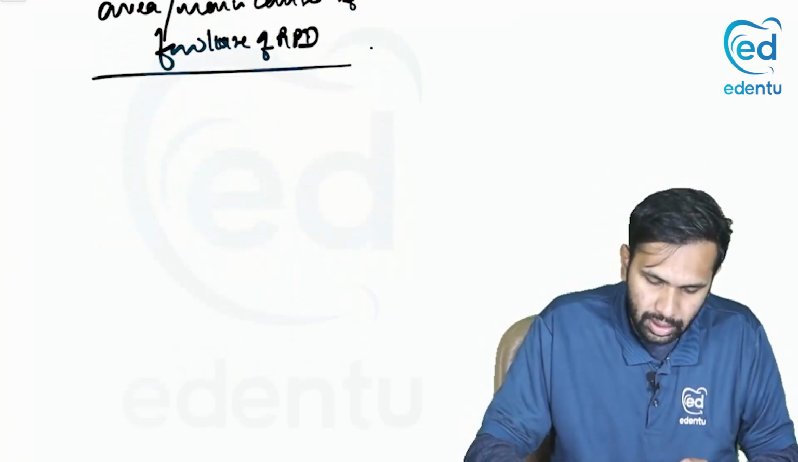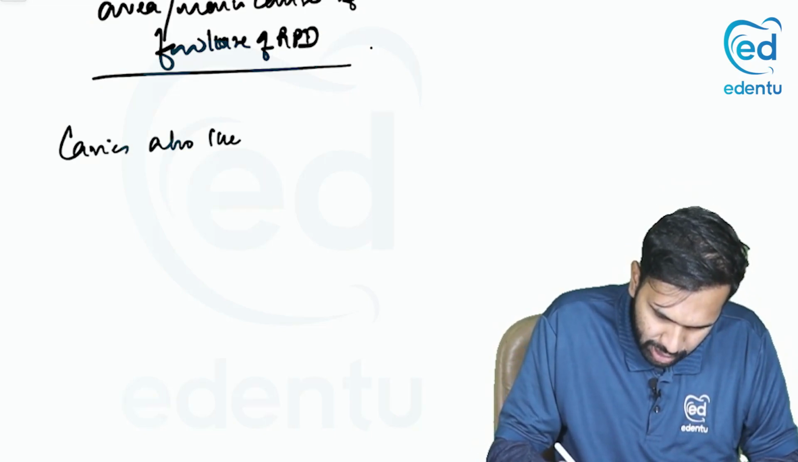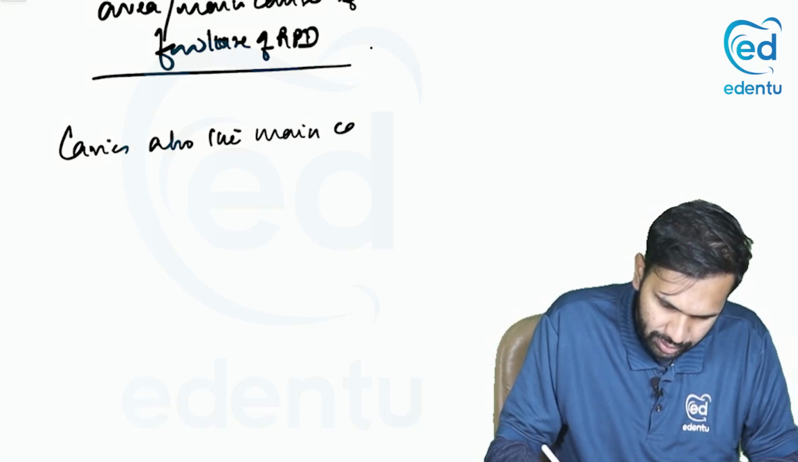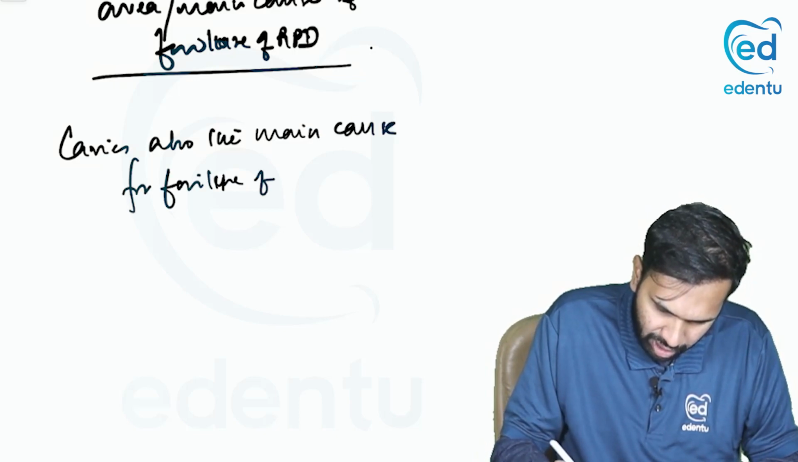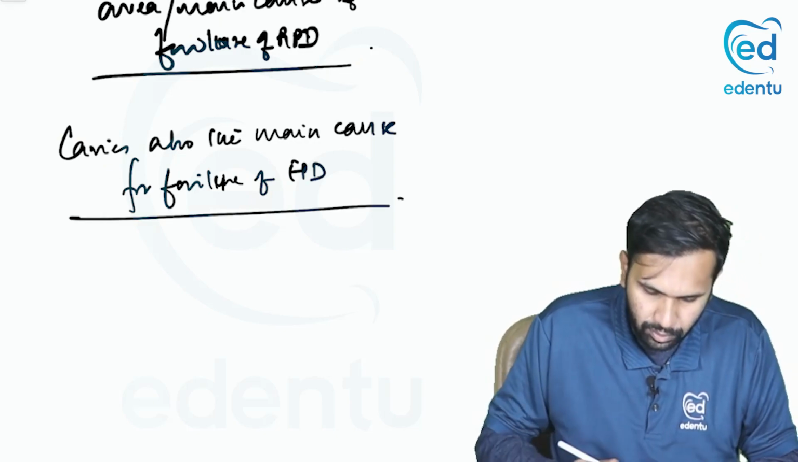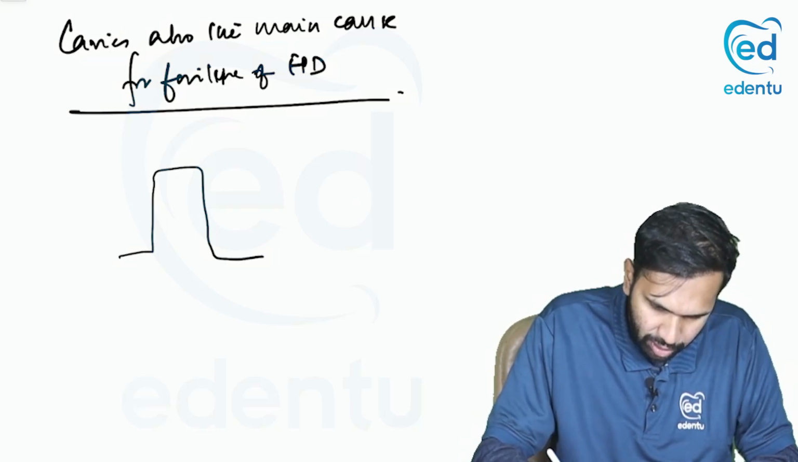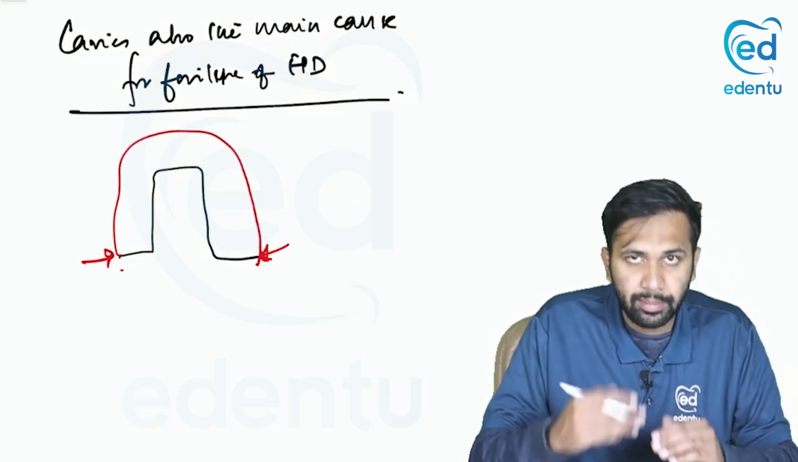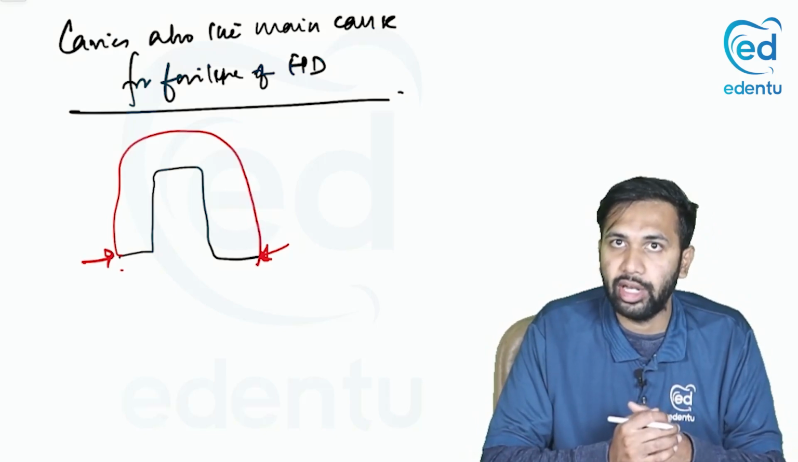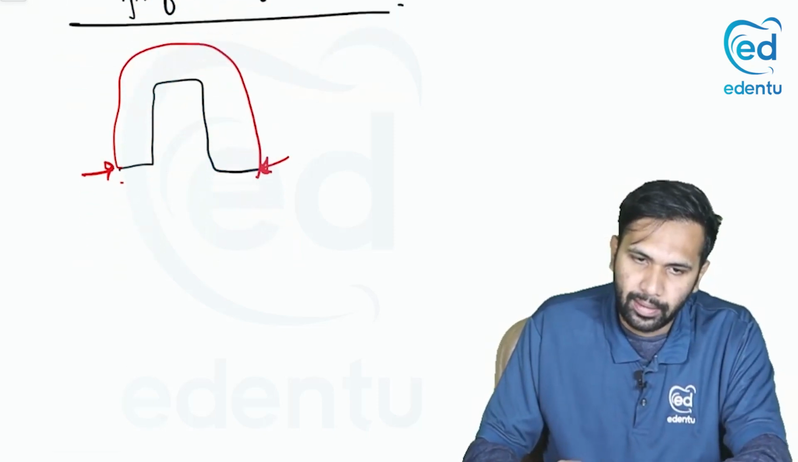Now, this caries is also the main cause for failure of your FPD. Because even in your FPD, you are preparing your abutment teeth and you are making a crown. So again, there can be micro leakages beneath the crown leading to failure of the FPD. Right? Now coming to the dimensions.